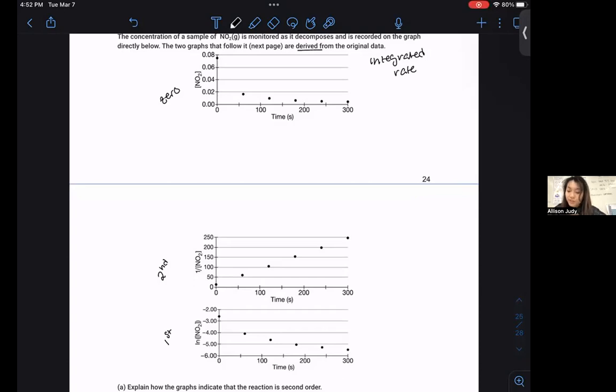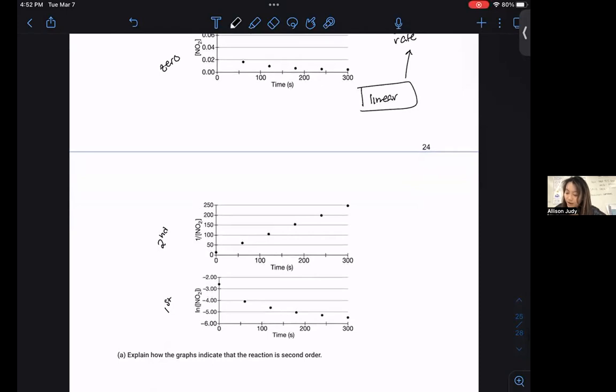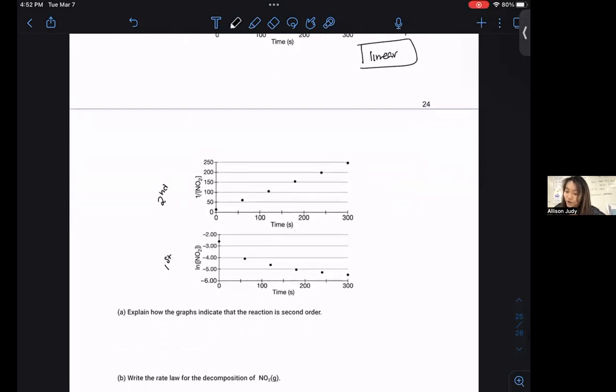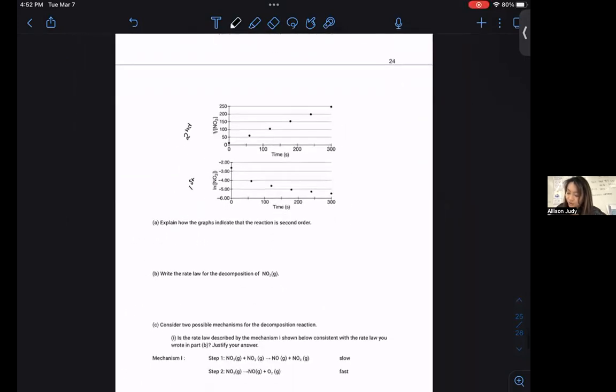Now, graphically speaking, we look for the relationship between time and concentration, or a derivation of concentration, that gives us a linear relationship, because that will reveal to us the order. For us, our linear graph is evidenced through 1 over NO2 concentration. The question says, explain how the graph indicates that the reaction is second order.